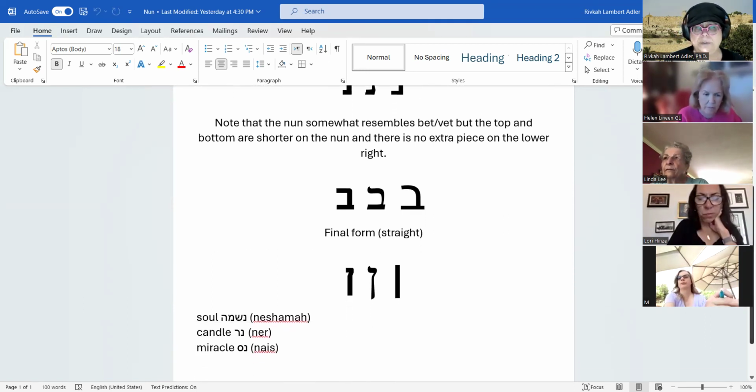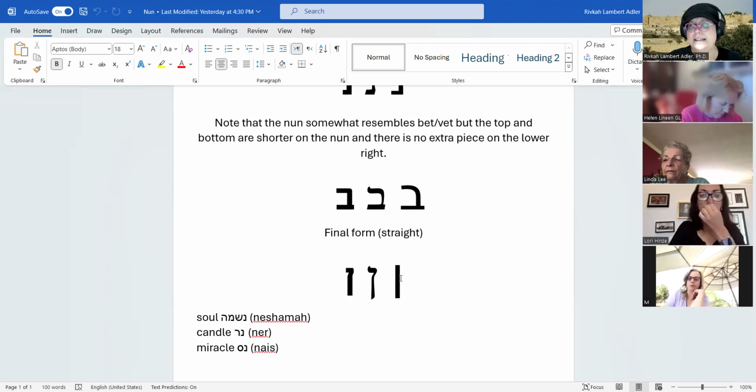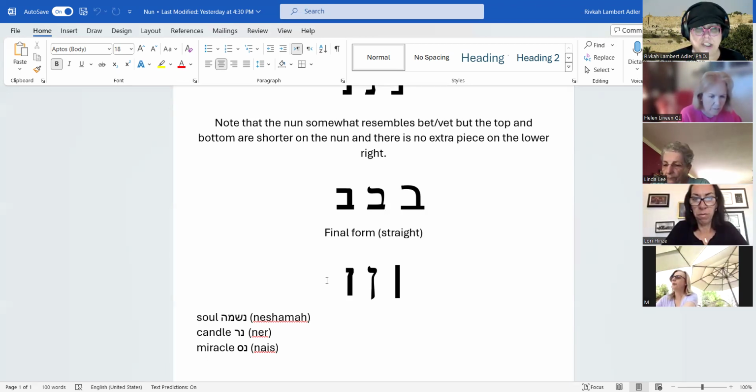And this is the final form. This form of the Nun is basically just a straight line. When it's handwritten, it's just a straight line that goes below the line of text. So Nun, I think I wrote it, but I don't know if I mentioned this, that Nun makes the N sound. So Mem and Nun, it's very helpful because they sound like what their names are for an English speaker. And I just gave you here 3 examples of words that begin with the letter Nun.